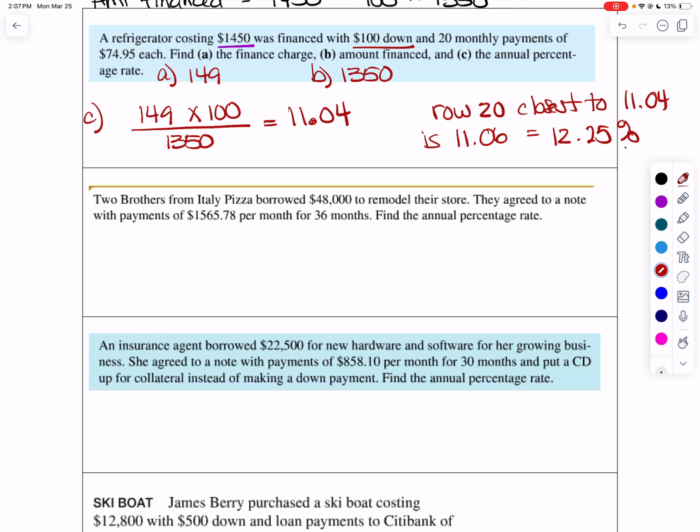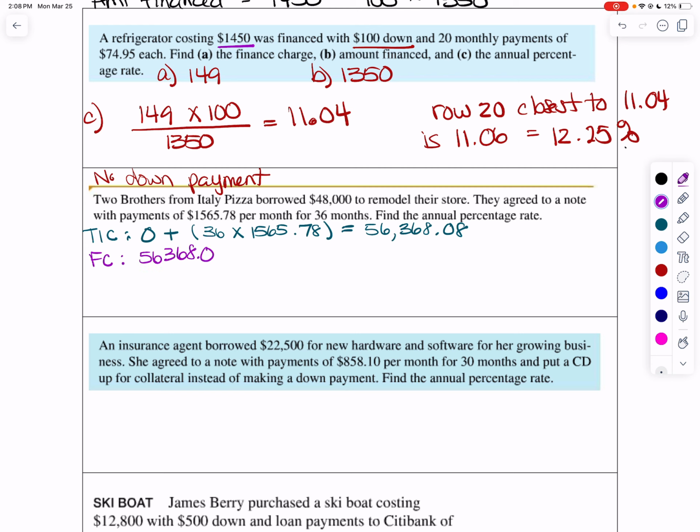So here we're going to have borrowed $48,000. They agreed to a note with payments, but notice they do not put anything down, okay? So there's no down payment. For the first one, the total installment charge is 0 down plus we make 36 payments of $1,565.78. So that total installment cost is $56,368.08. Then the finance charge is that number minus the original amount that they borrowed. So we get $8,368.08. Then the amount financed, remember they didn't put anything down, so they financed $48,000.